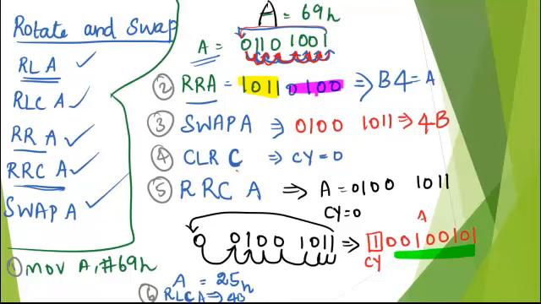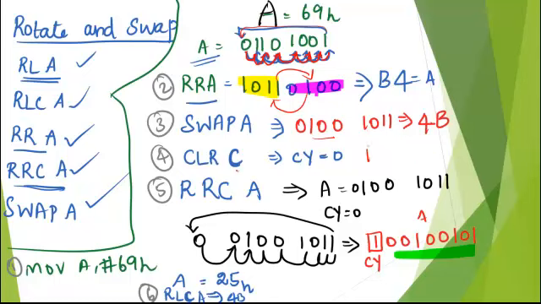And swap accumulator. So what is the lower nibble? The highlighted one is the higher nibble, 1011, and 0100 is, sorry, this is the higher nibble, this is the lower nibble. So swap means bring the higher nibble to the lower nibble and the lower nibble to the higher nibble. That is your swap. See here, 0100 will come here, and 1011 will come to your 4B. Okay, and clear your carry, so make your carry flag 0.